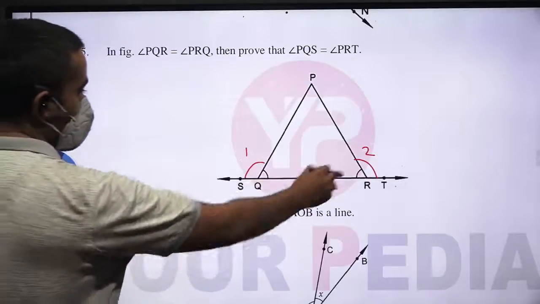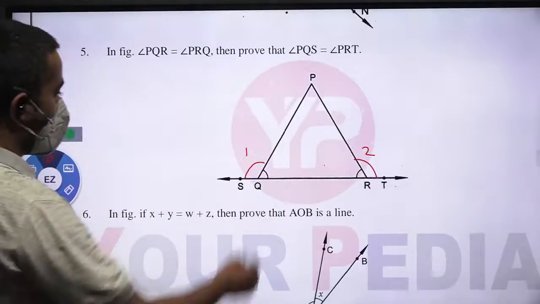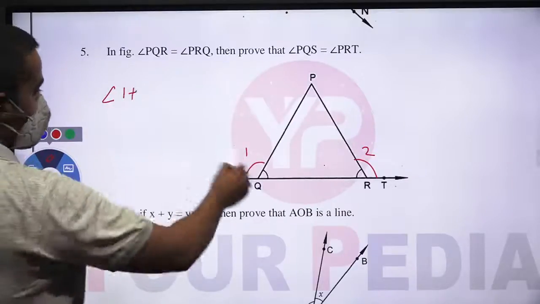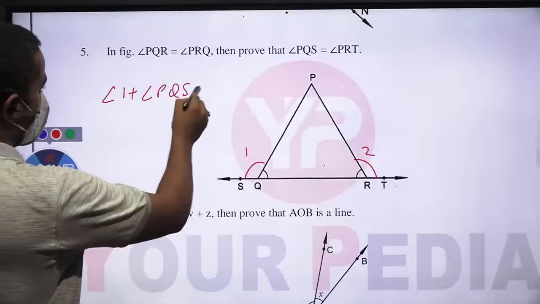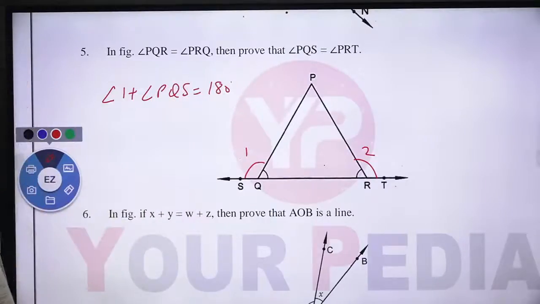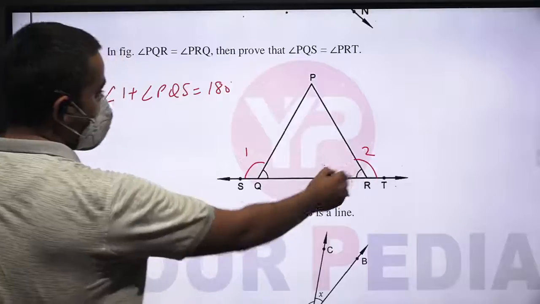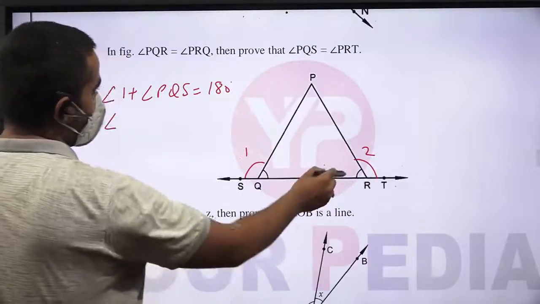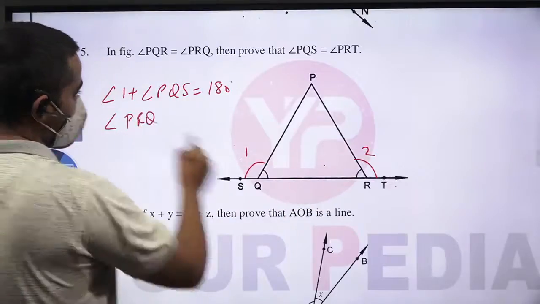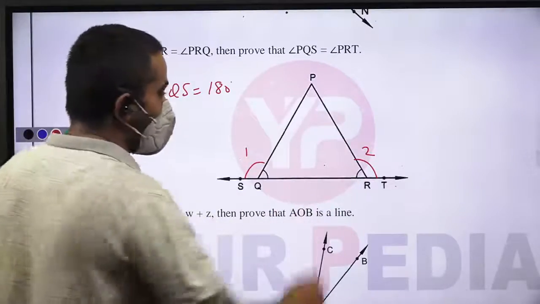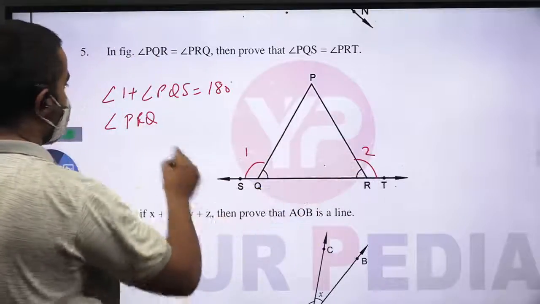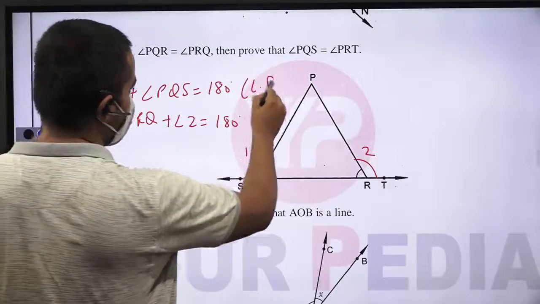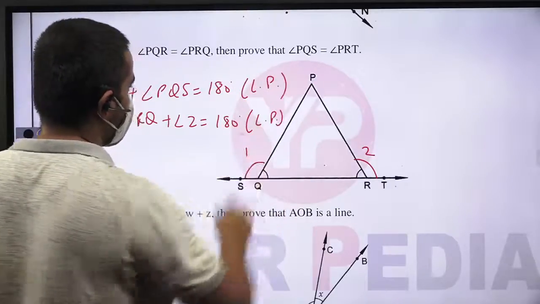See, you are having again this line, I will say that is ST. So angle 1 plus this angle PQS will form a linear pair on this line, 180. Similarly, this interior angle PRQ, and this angle 2, that is PRT, angle 2 is also equal to 180, linear pair. Yes or no, students?